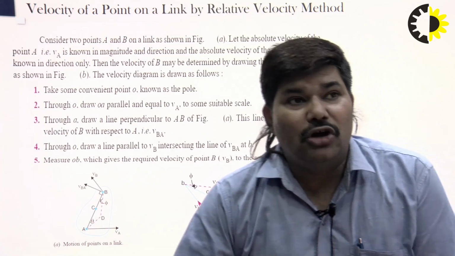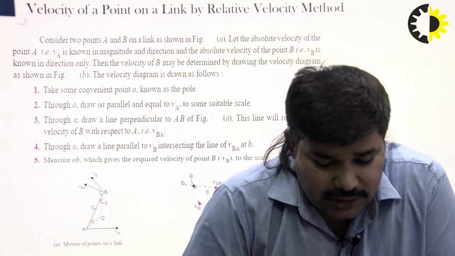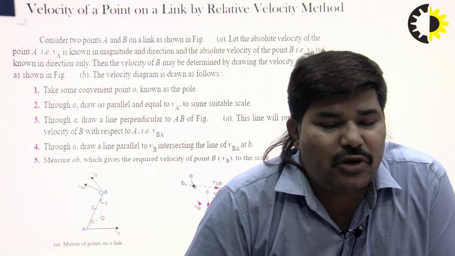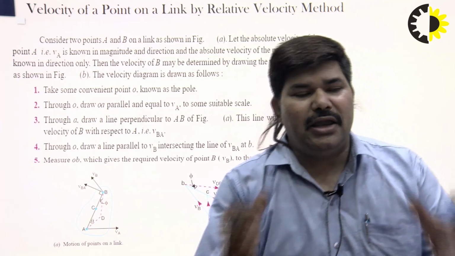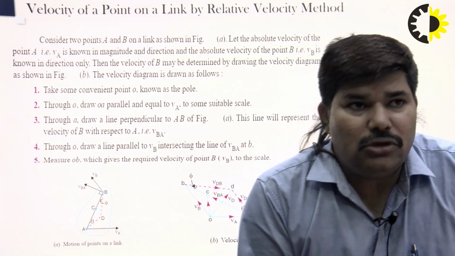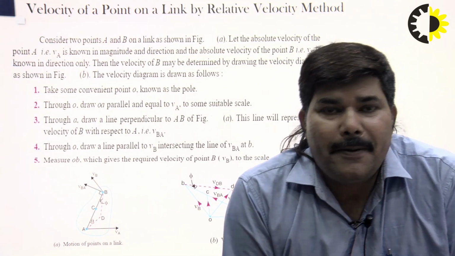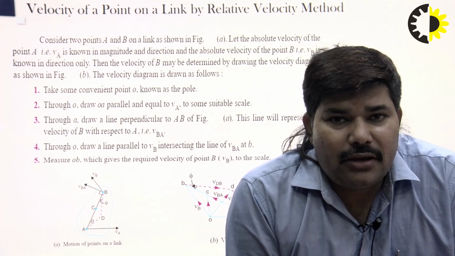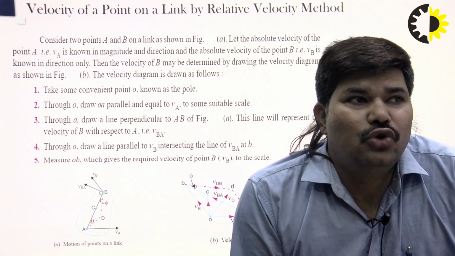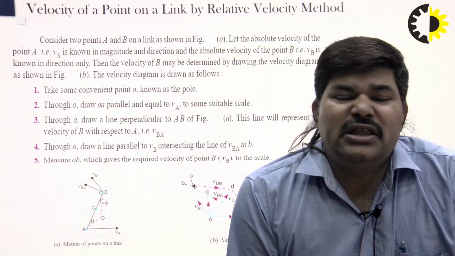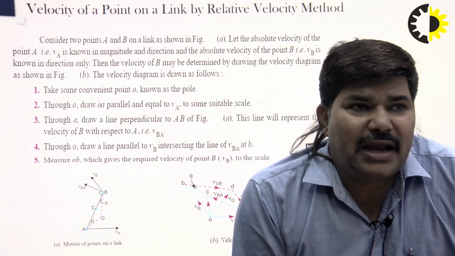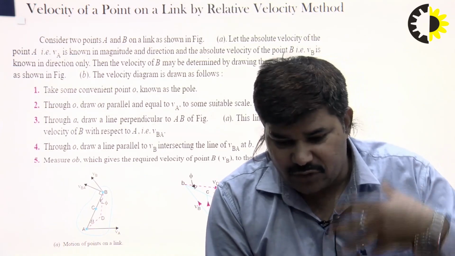So how do we draw the velocity of a point on the link using the relative velocity method? It is very important if you draw the motion of any point of the link. Consider a link with points A and B. Let us assume the absolute velocity of point A, VA, is given in magnitude and direction, and the absolute velocity of point B is known in direction only. Then the relative velocity of B may be determined by drawing the velocity diagram. I will discuss the steps one by one.